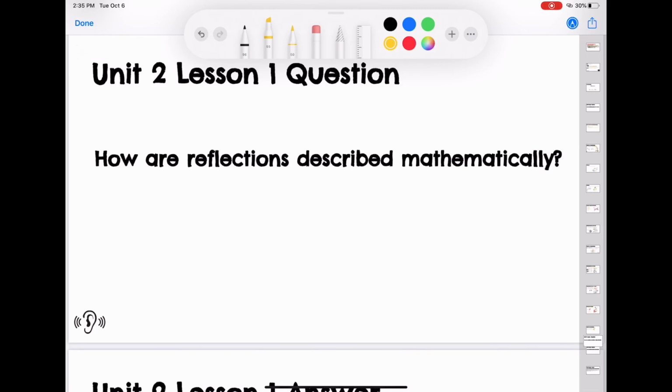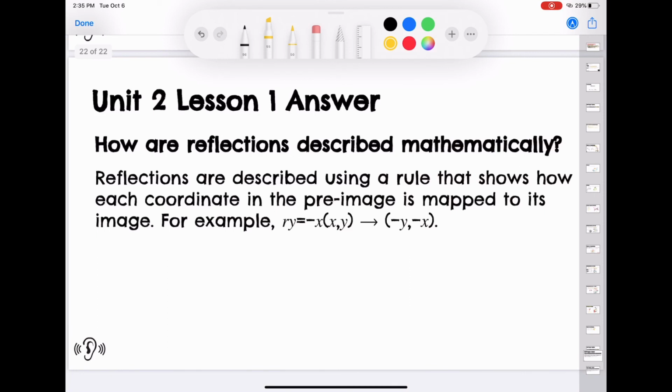So now you should be able to answer how a reflection is described mathematically. An example of this answer is: reflections are described using a rule that shows how each coordinate in the pre-image is mapped to the image. For example, when we have a reflection over y equals -x, we know that we need to switch those coordinates around and then negate them. So that is how reflections are described mathematically.